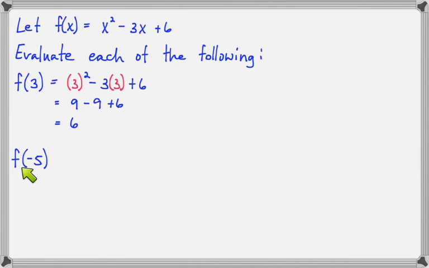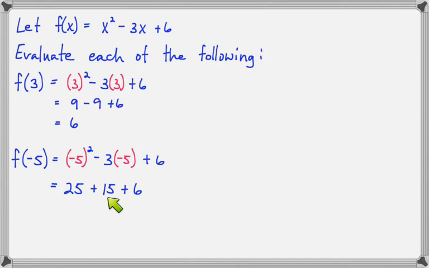Okay, now let's evaluate f of negative 5. I will replace the x in my function with negative 5. So the first term says negative 5 squared. The second term says negative 3 times negative 5. And the last term says plus 6. Negative 5 times negative 5 makes positive 25. Negative 3 times negative 5 makes plus 15, and the last term is plus 6. 25 plus 15 is 40, and 40 plus 6 is 46.